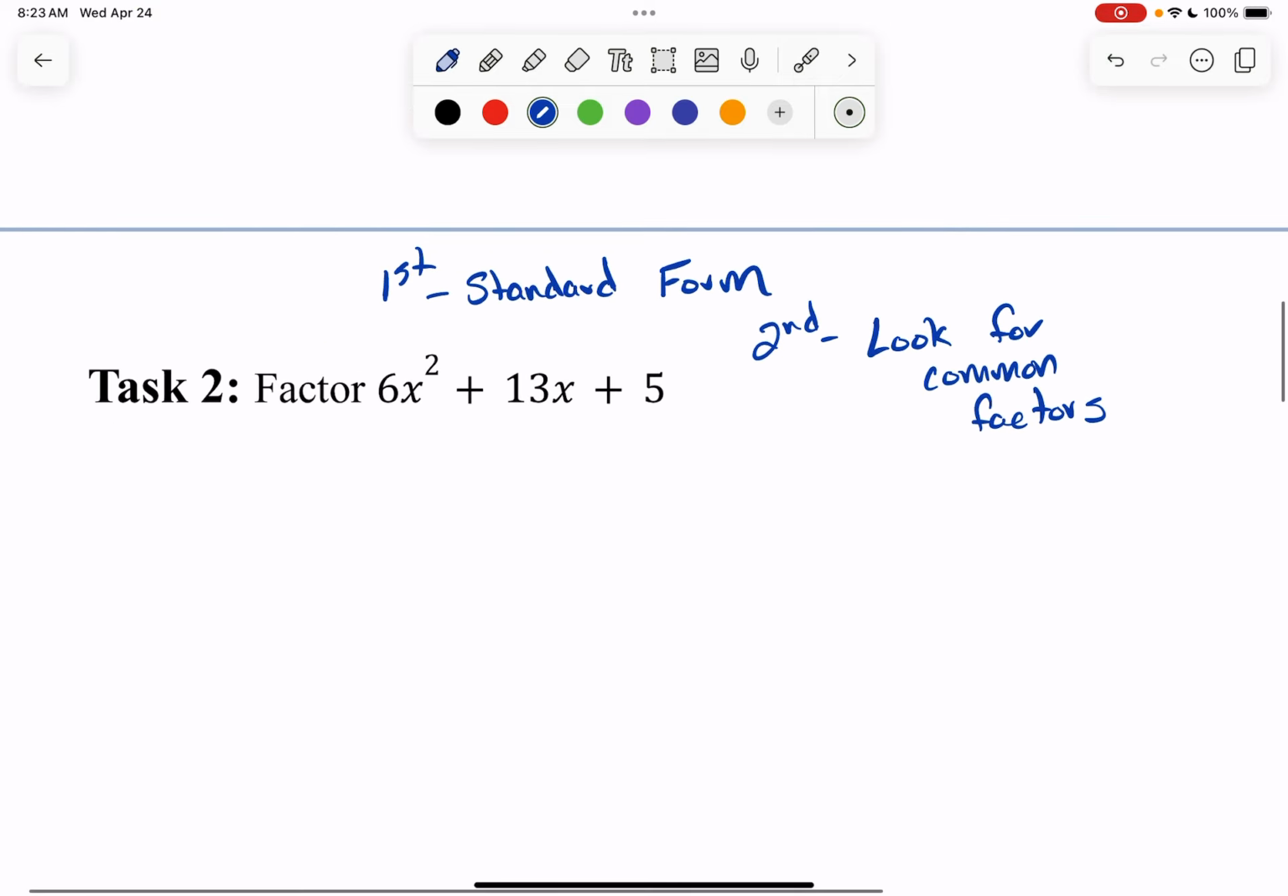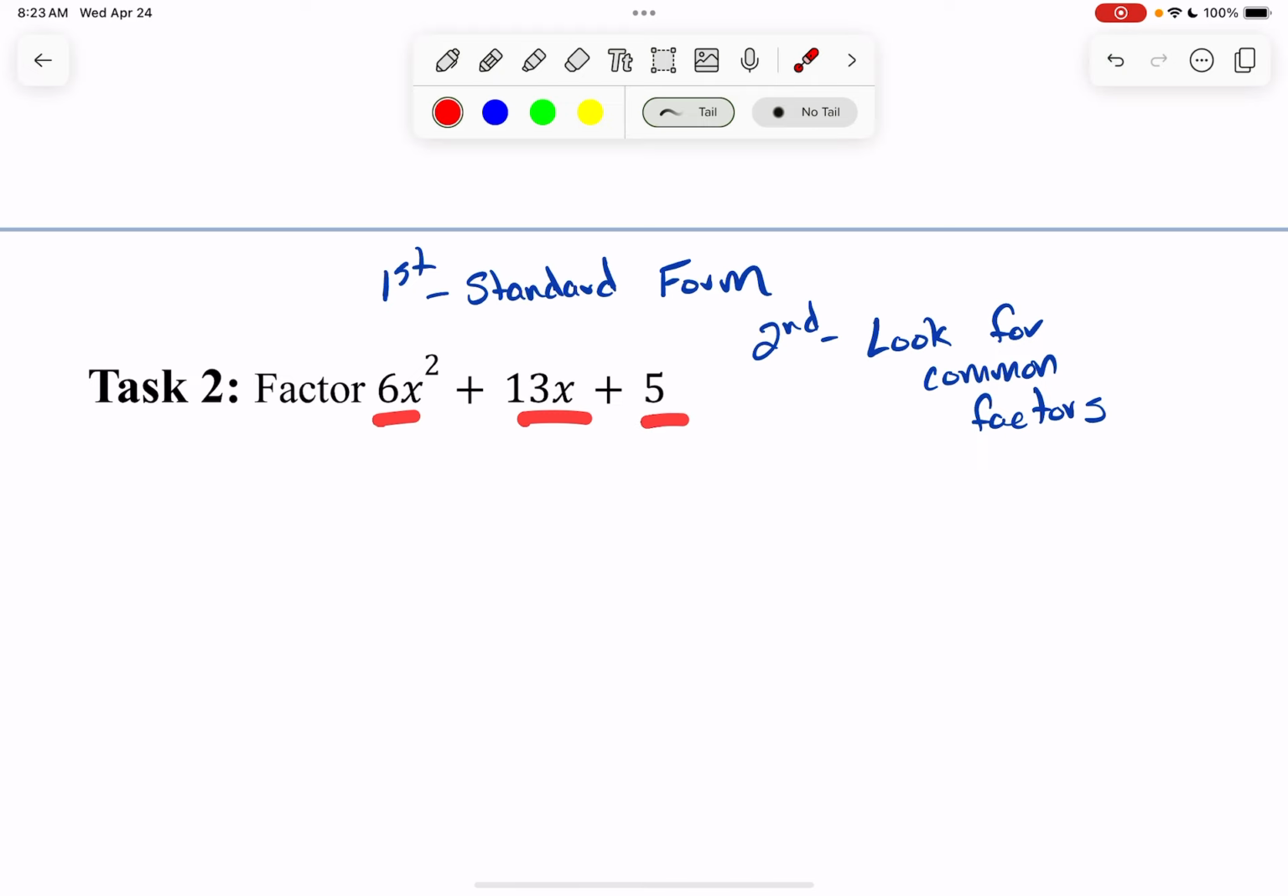So first, is this in standard form, x squared, x? Yep. Look for common factors. These two have x's, this one doesn't, so that doesn't work. Factors of 6, 2 and 3, 1 and 6, are not factors of 13 or factors of 5. So those first two boxes are checked. Those are the first two things we look for. If that isn't the case, then we list the factors of 6: 1 and 6, 2 and 3. And we list the factors of 5.